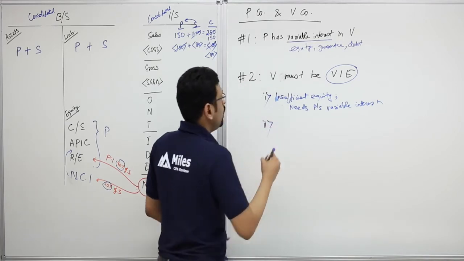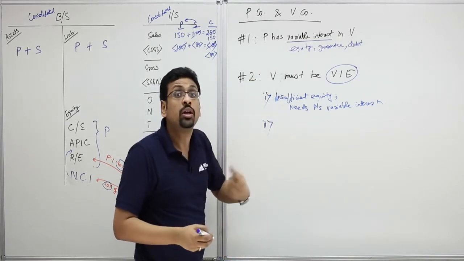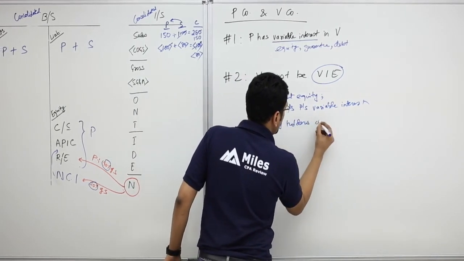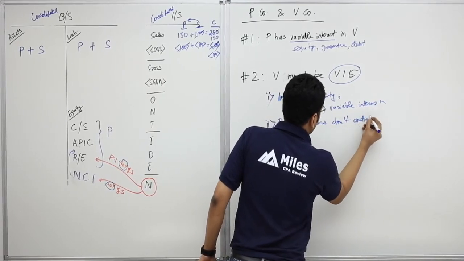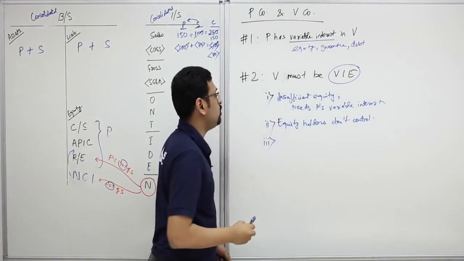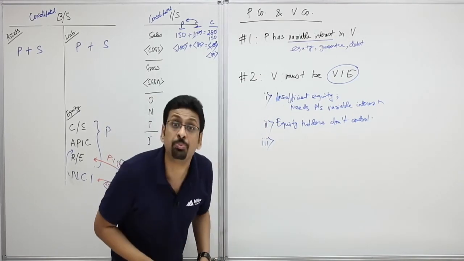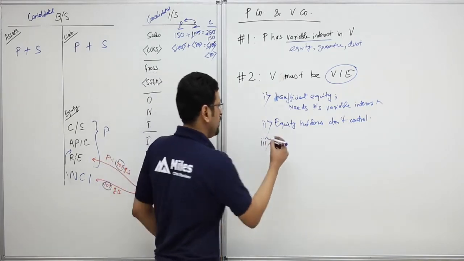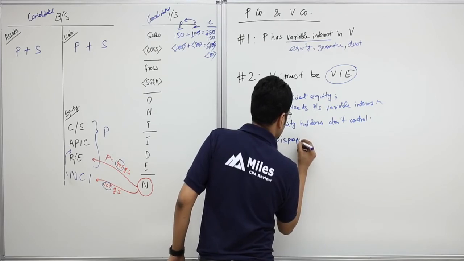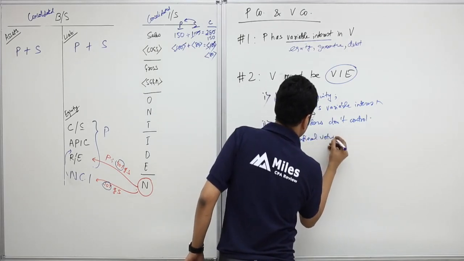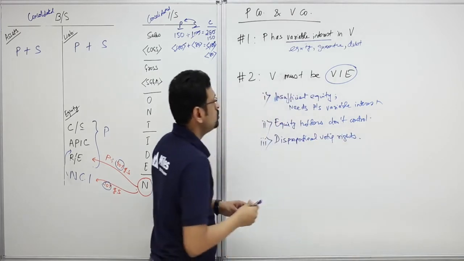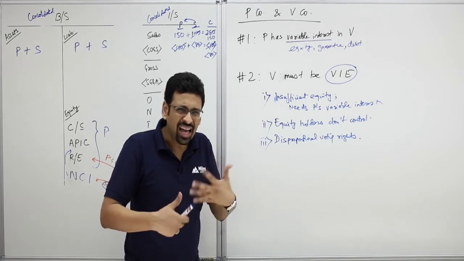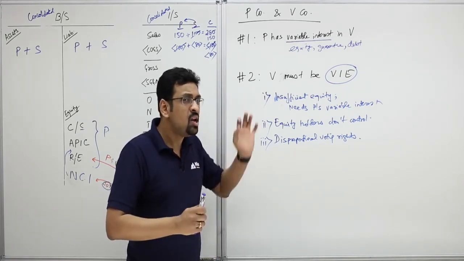Number 2, the equity holders of V do not control V. Equity holders don't control. And the third point that you have here is that V has disproportional voting rights. That means voting rights are not proportional to the amount of equity. So these are general characteristics of variable interest entities. Now, as you can already guess, there's something not right here.